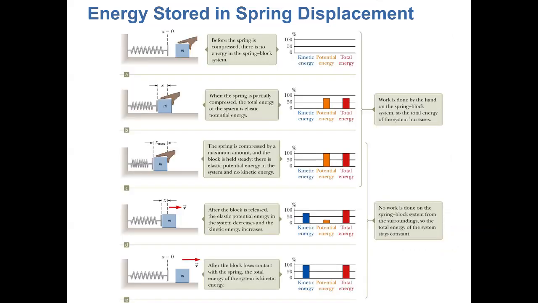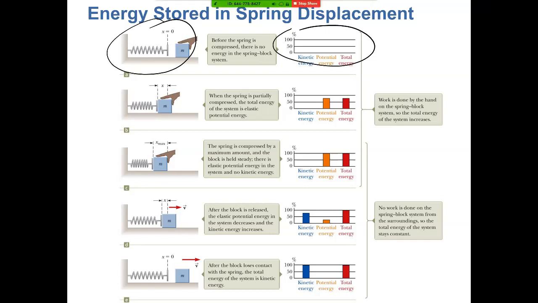So again, here's one example that we can always use for the conservation of energy, or conservation of mechanical energy. Let's look at picture A. You have a spring in equilibrium at x equals 0. Then look at the energy bar over here. There's no energy in the system because the spring-block system is not moving. Everything is in equilibrium, right?